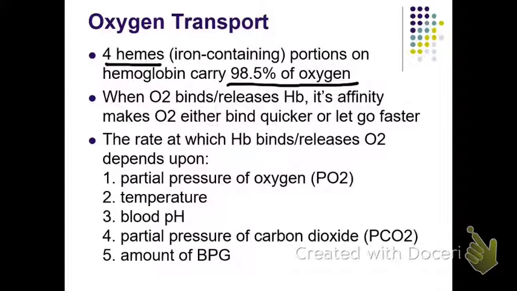And the rate at which hemoglobin binds or releases depends on these following circumstances, these 5. And that could be the partial pressure of oxygen, the temperature, the pH of the blood, which a typical range for blood pH is about 7.4. And we typically don't want anything other than that because 7 is about neutral. There's also the partial pressure of carbon dioxide and the amount of BPGs that are found.